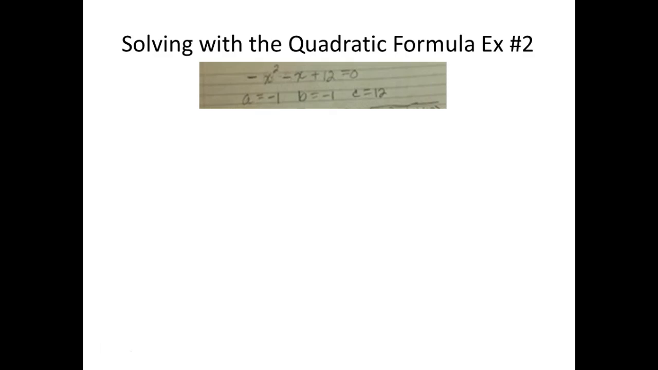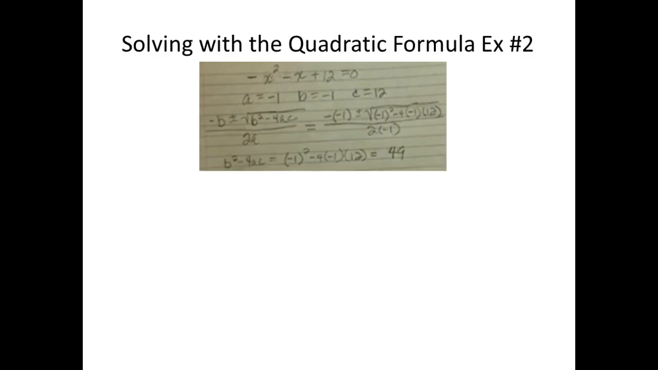Now this time I have negative x squared minus x plus 12. And so a is equal to negative 1. b is also equal to negative 1, and c is equal to 12. So my first step will be to plug those into the quadratic formula in order to show my work and to make sure that I really have taken care of all the negative signs that I need to.